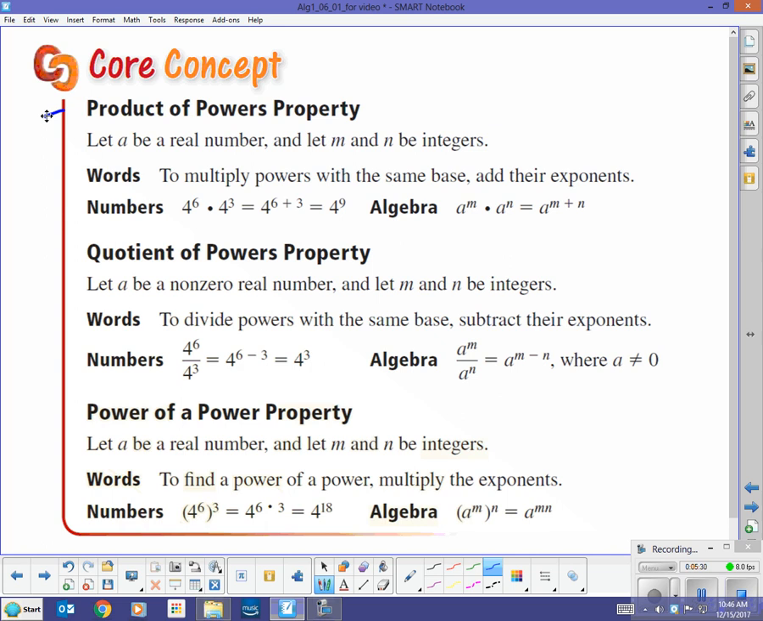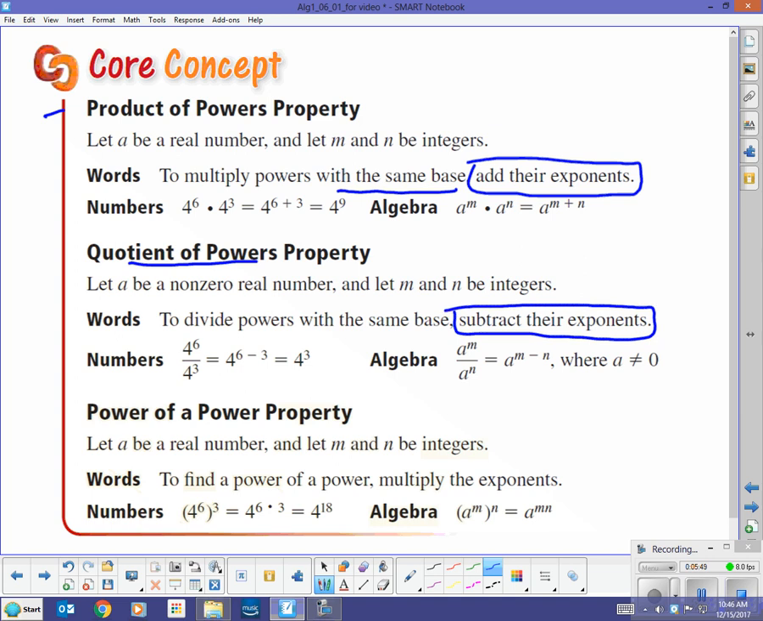We'll talk about the product of powers here. To multiply powers with the same base, okay, these rules apply for the same base, add their exponents. The quotient of powers property: subtract their exponents. Okay, so these are kind of like backwards operations of each other.